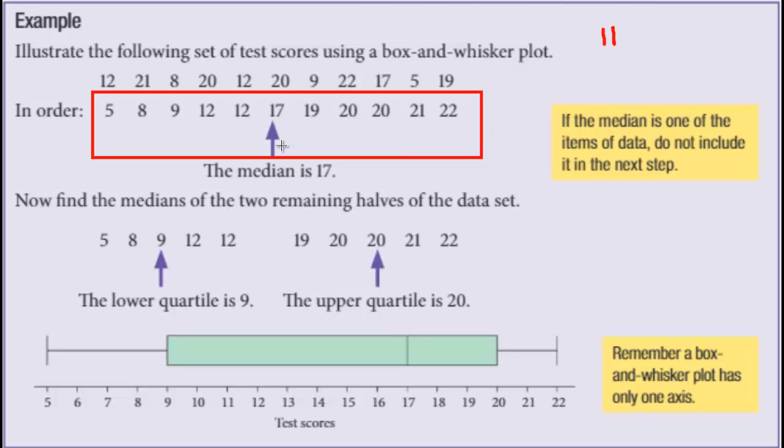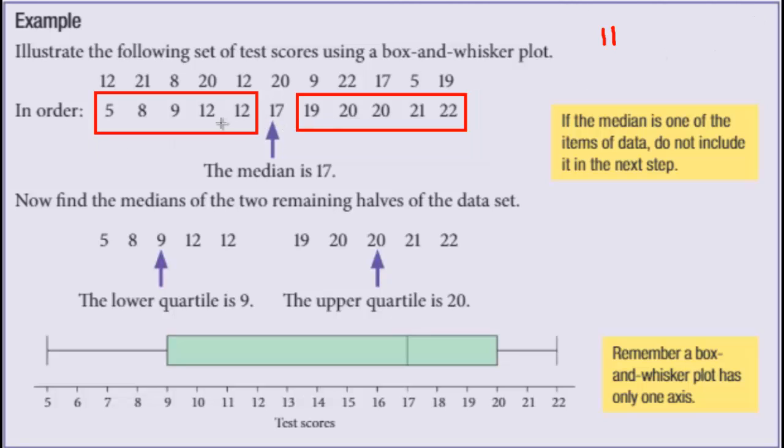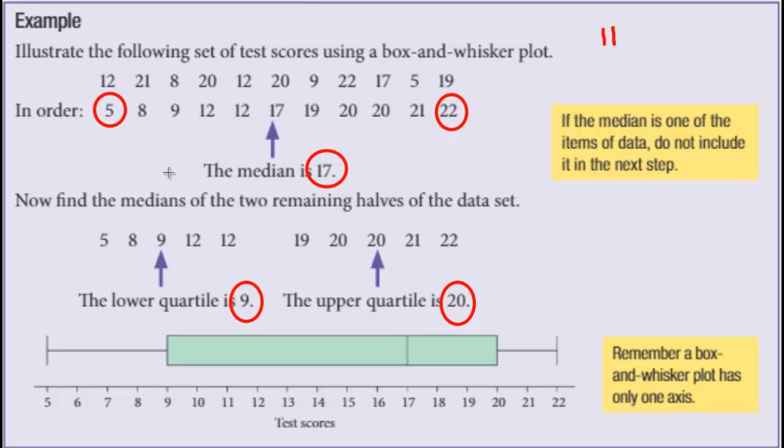Now divide the data into two 50% portions. Divide this data from the median position into two equal parts. So this is our first half of the data and this is our second half of the data. Now find the median of the first half of the data, and that is 9. So this 9 is our first quartile, and the median of the second portion is 20, and this 20 is our upper quartile. Now we have noted down the median, lower quartile, upper quartile, and 5 is the minimum value and 22 is the maximum value. So we can easily find the interquartile range.